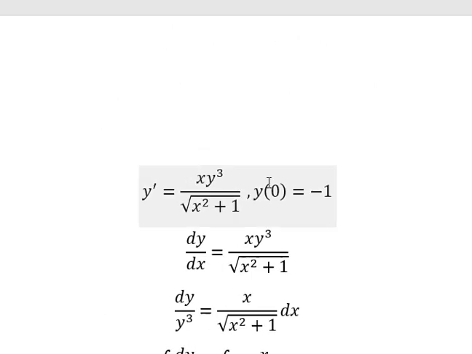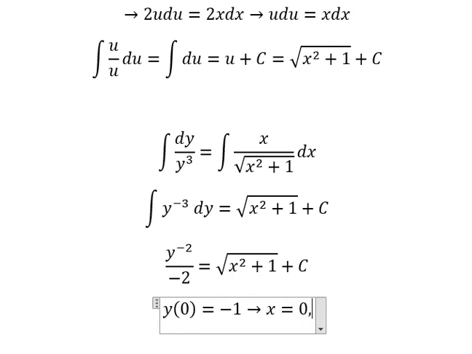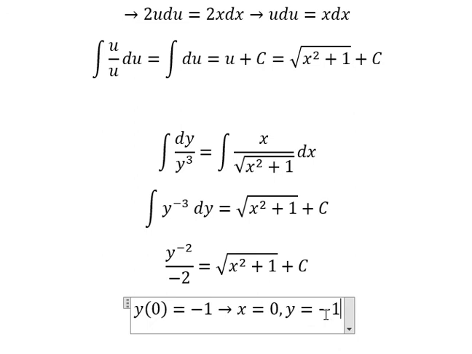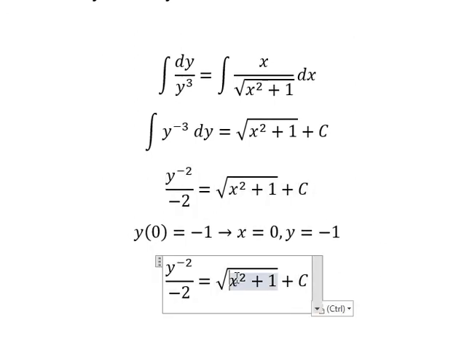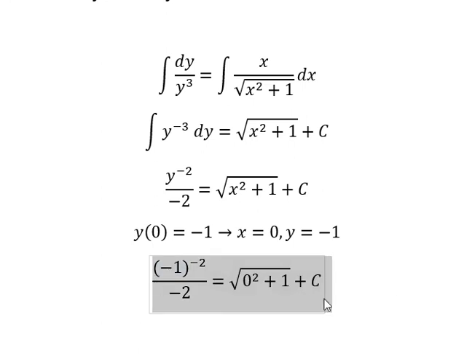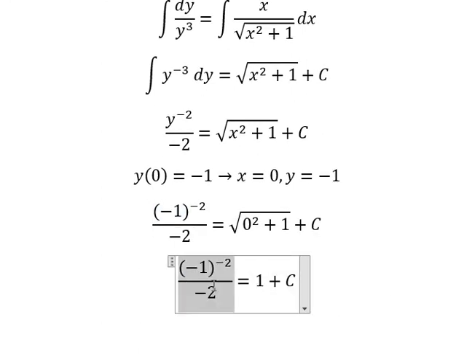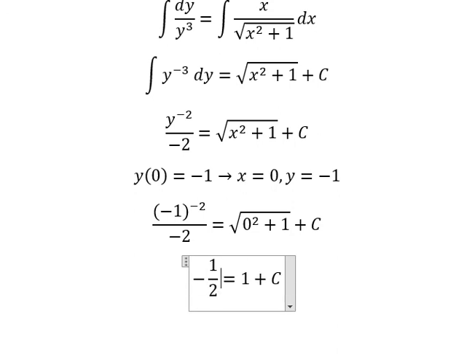Now we have the conditions. That means when s equals 0, y equals negative 1. So I will put 0 in here and negative 1 in here. This one you get 1. This one we have negative 1 over 2.